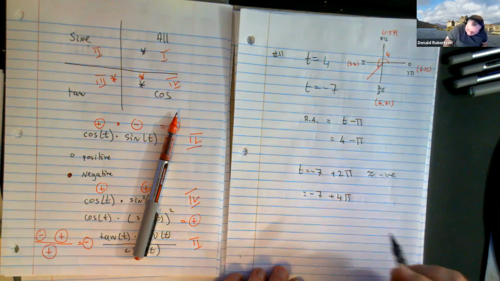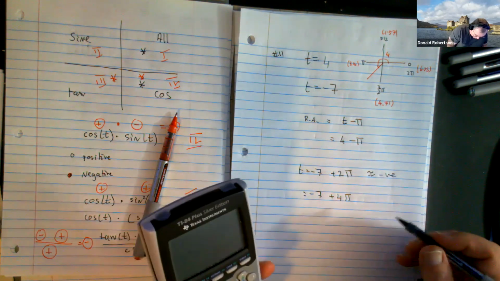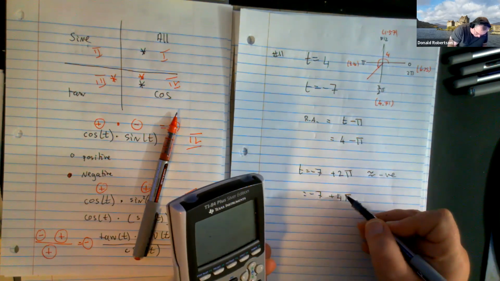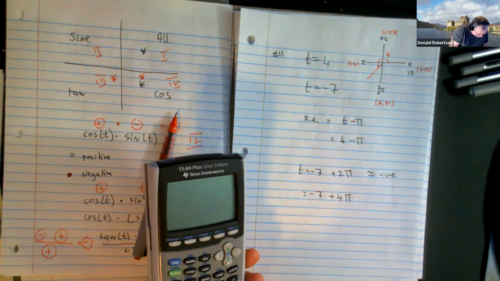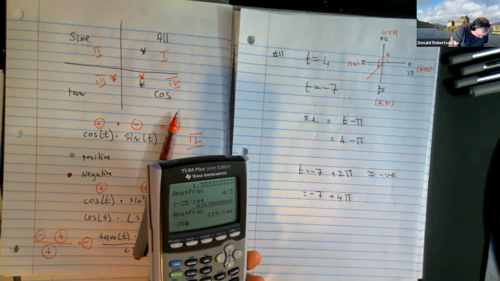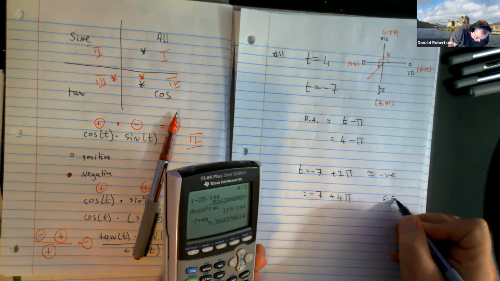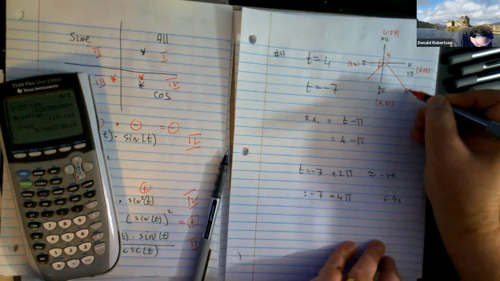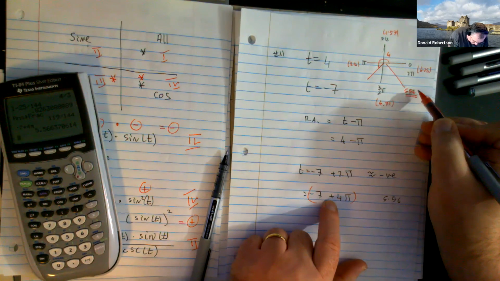Now I'm trying to figure out which quadrant this guy is going to be in, and he's not going to be nice. Actually, I could do it that way. So let's find out where that fella lies. He's a -7, and I'm going to add 4 pi to it, and I'm going to get a number about 5.56. So 5.56 means that it's here. So that angle there is here. You with me so far?